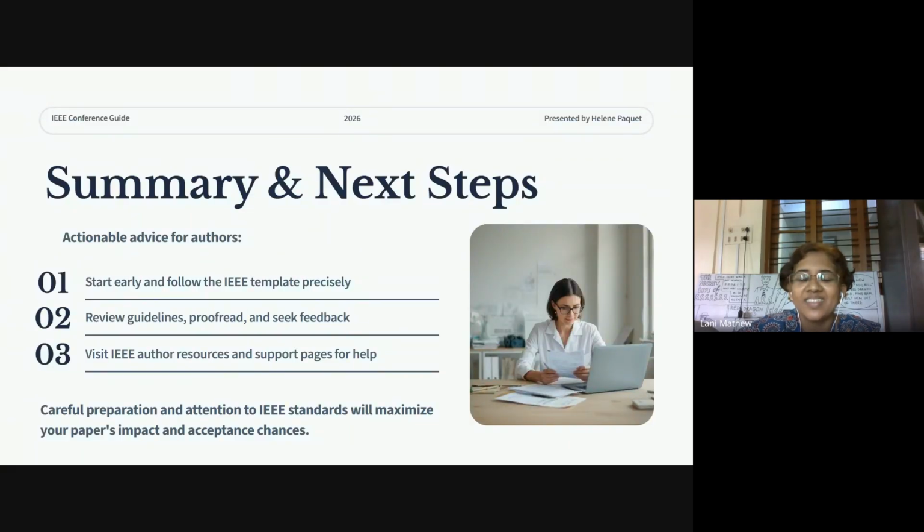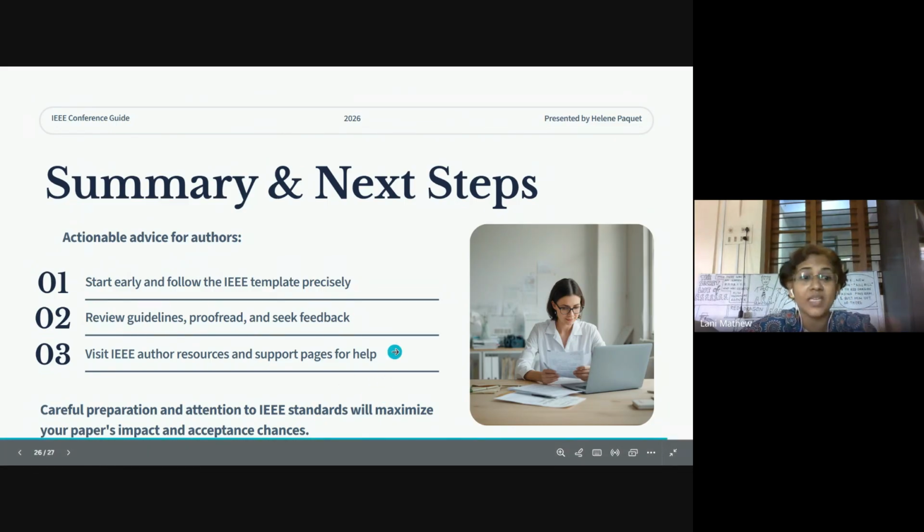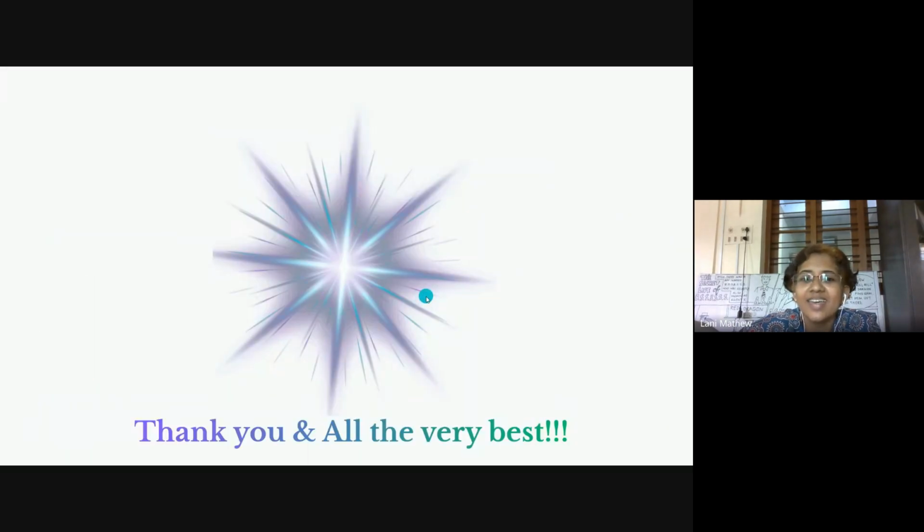Summary and next steps. Start early, follow the IEEE template precisely, review the guidelines, proofread, seek feedback, and visit IEEE or the resources and support pages for help. Preparation and attention to IEEE standards will maximize your paper's impact and acceptance chances. And thank you. All the very best.